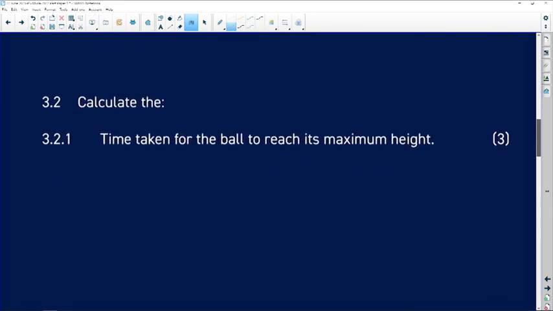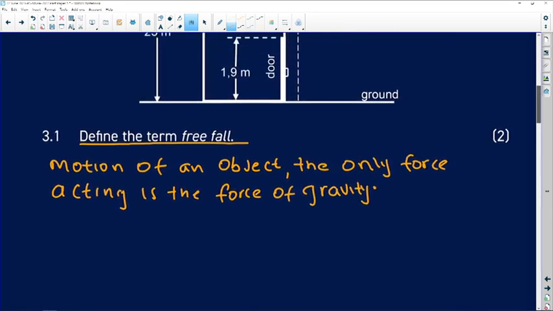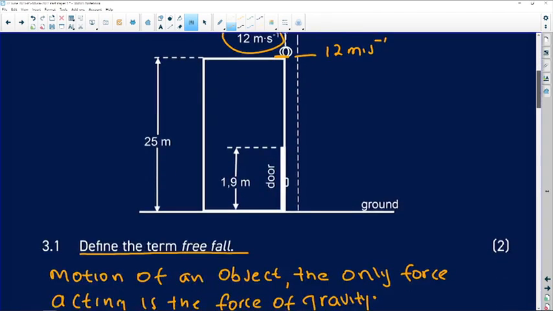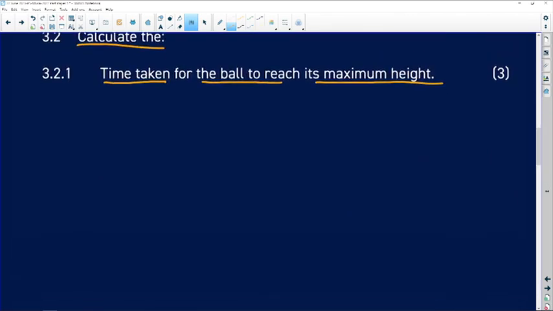We then move now to calculations. For these 3 marks, how do we get full marks? We are told to calculate the time taken. So we're looking for the time, but which time? The time for the ball to reach its maximum height. Remember I said that at the maximum height, the VF is 0. So which direction are we choosing? We must decide that we are taking positive as upwards.